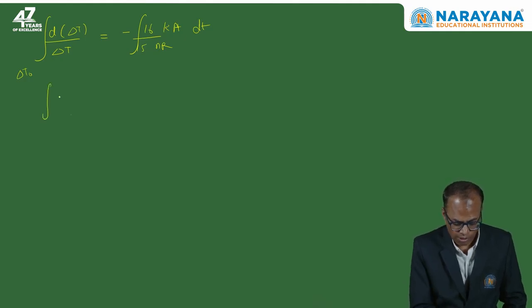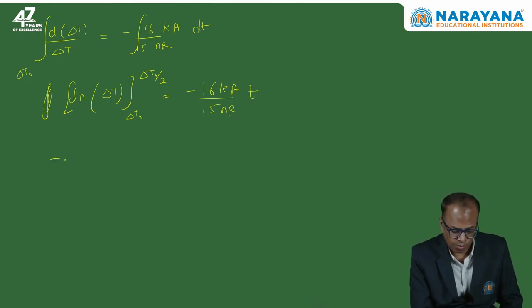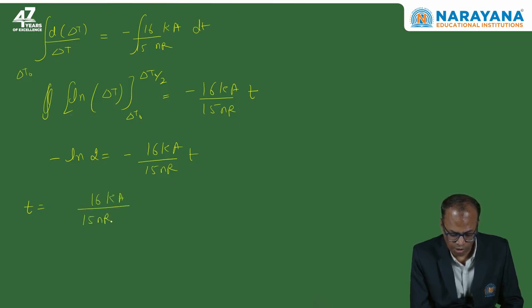So I'll get ln of delta T with the limits delta T naught to delta T naught by 2 is equal to minus 16 Ka by 15 nR into the time. This is minus ln 2 is equal to minus 16 Ka by 15 nR times T. So T will be equal to 15 nR ln 2 by 16 Ka. Let's plug in the values.